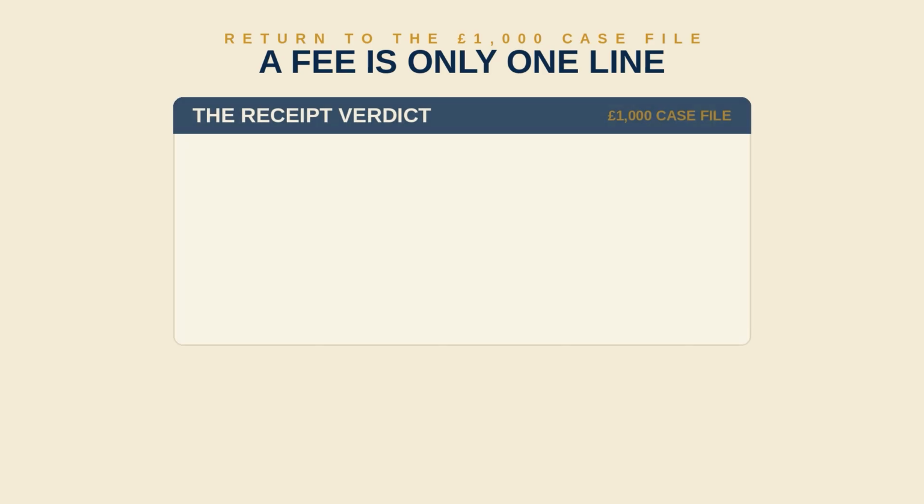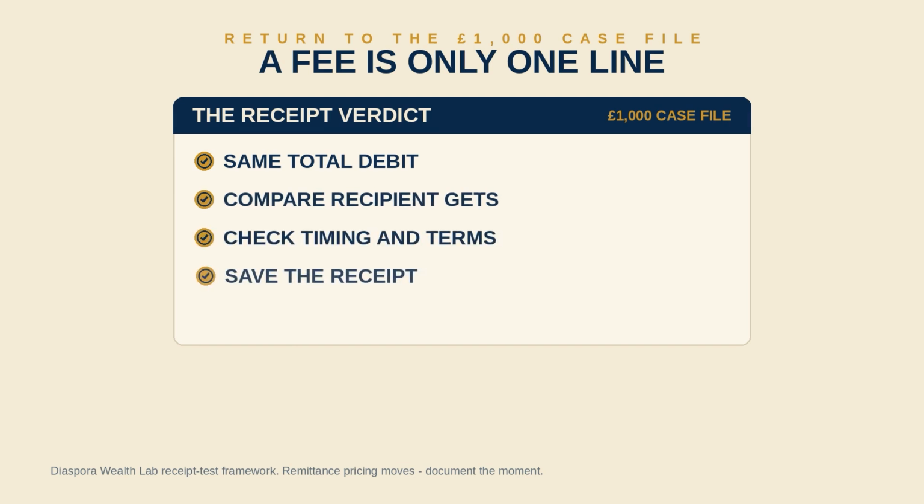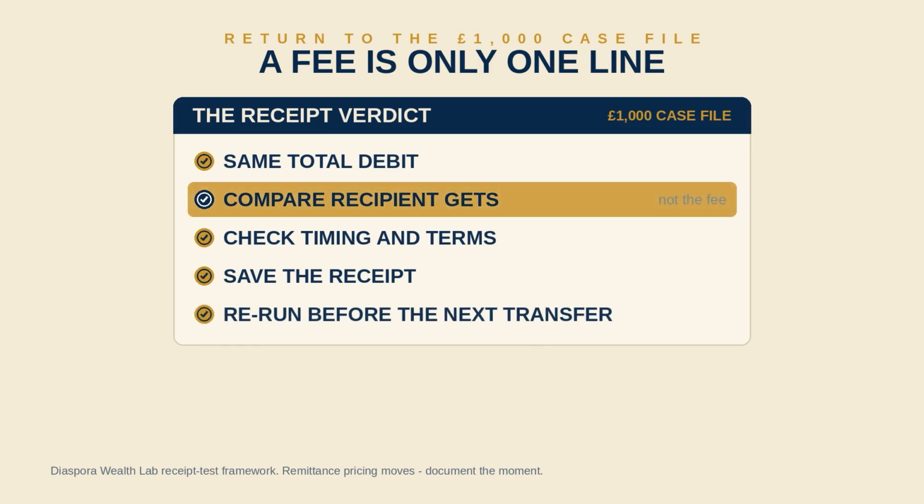The verdict is not that fees do not matter. The verdict is that a fee is only one line in the receipt. For the same total pounds debited, compare the naira promised, the naira actually credited, the timing and the conditions. Document the moment, because remittance pricing moves. If you make that one habit part of the family support system from episode 6, recurring transfers stop being an invisible leak and become an auditable decision.